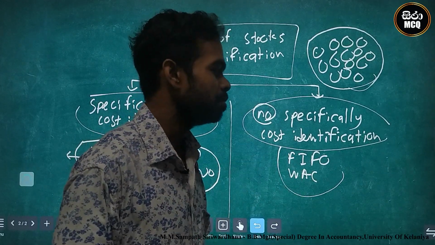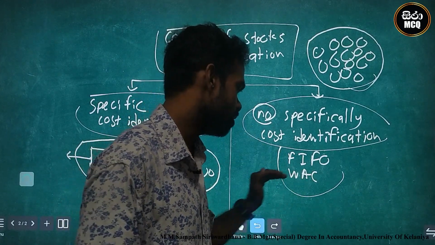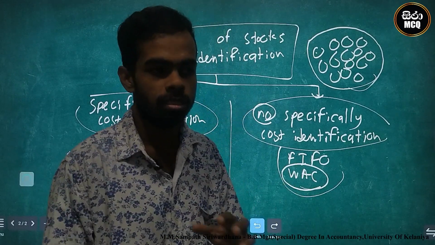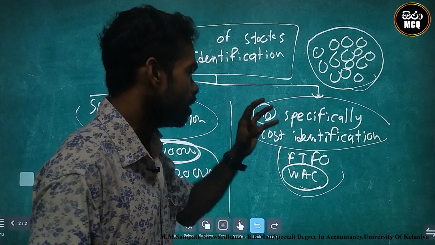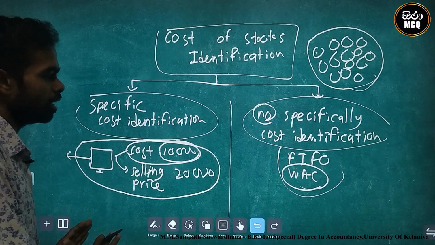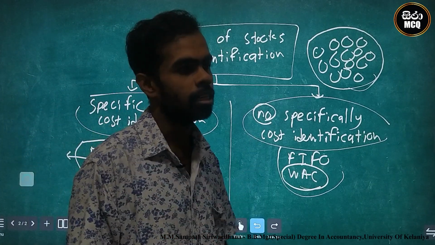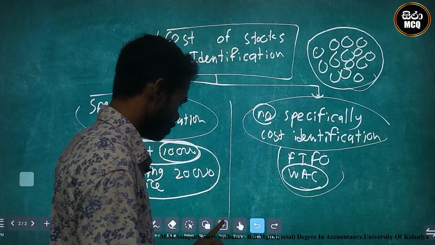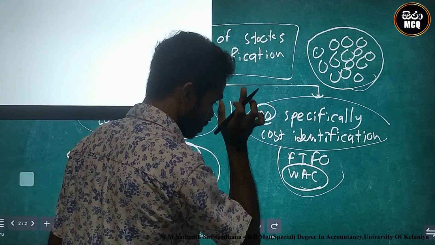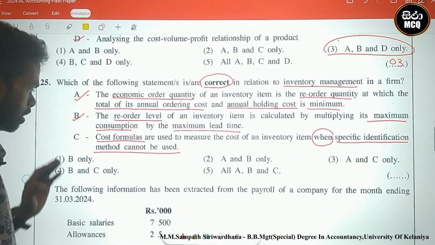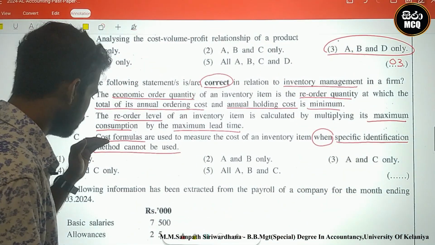WACC is the weighted average method. Weighted average means the weighted average cost is created as a know-how. Therefore, when specific identification is not there, we can use the FIFO and WACC methods as assumptions, as cost formulas. Therefore, look here, this is a correct one.